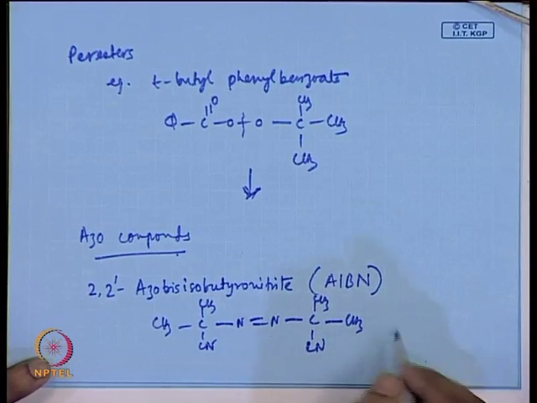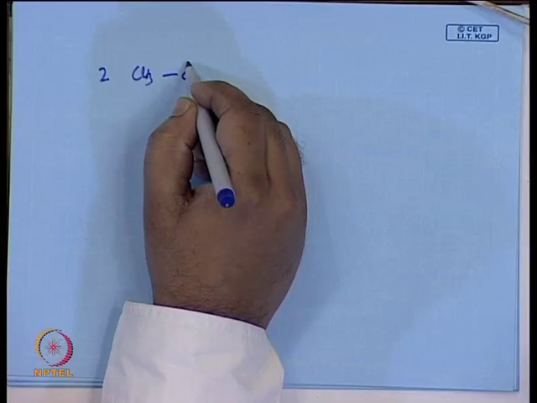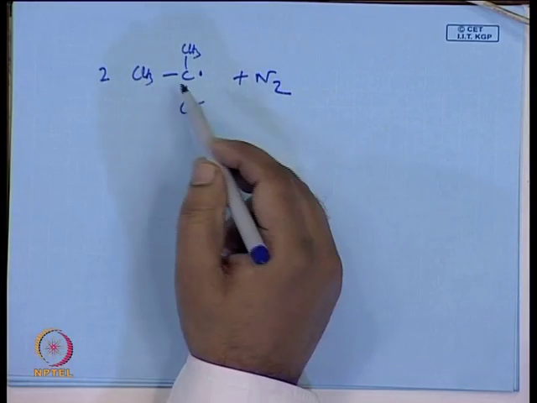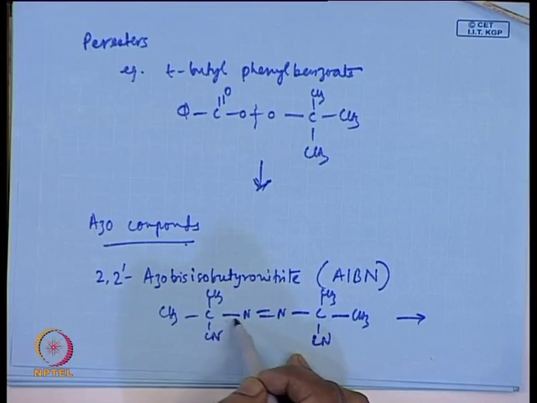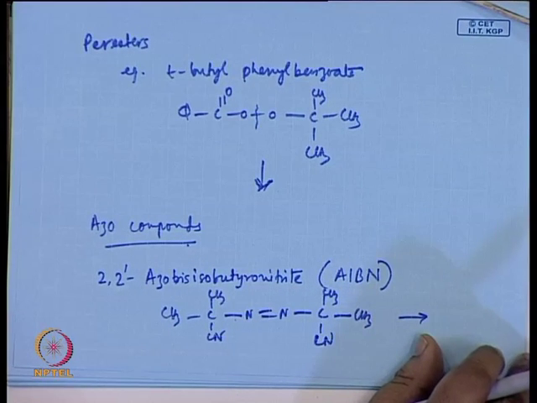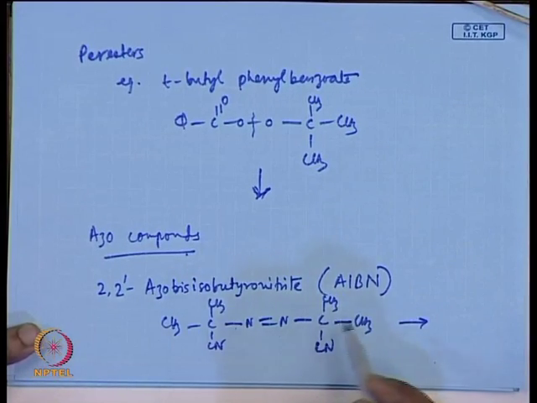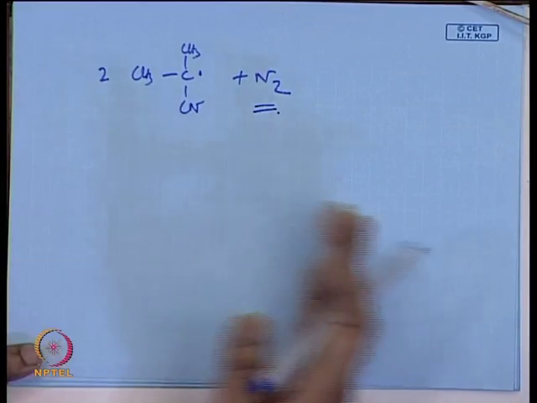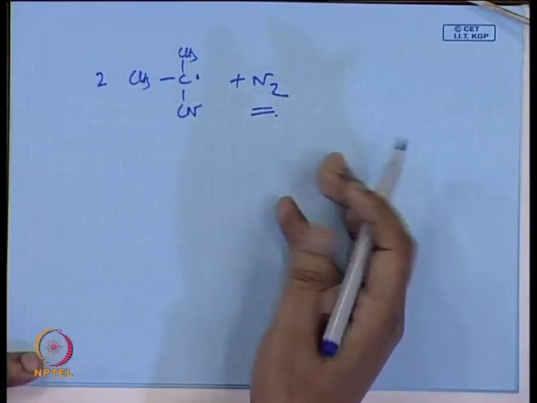Now, this can break into two species. Let us write in the next page. Plus N2. Now, in this case, the C-N bond is not of the bond dissociation energy between 100 to 170 kilojoule per mole, that is the optimal bond energy we talked about. It actually has a higher value, 290 kilojoule per mole, but because of this nitrogen generation, this dissociation also becomes very much feasible at normal reaction temperature.